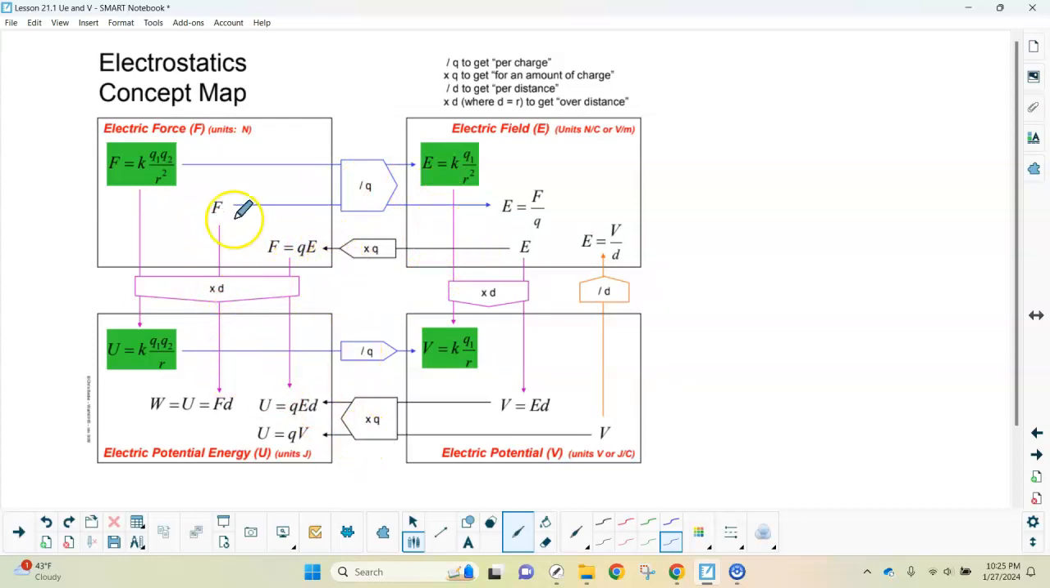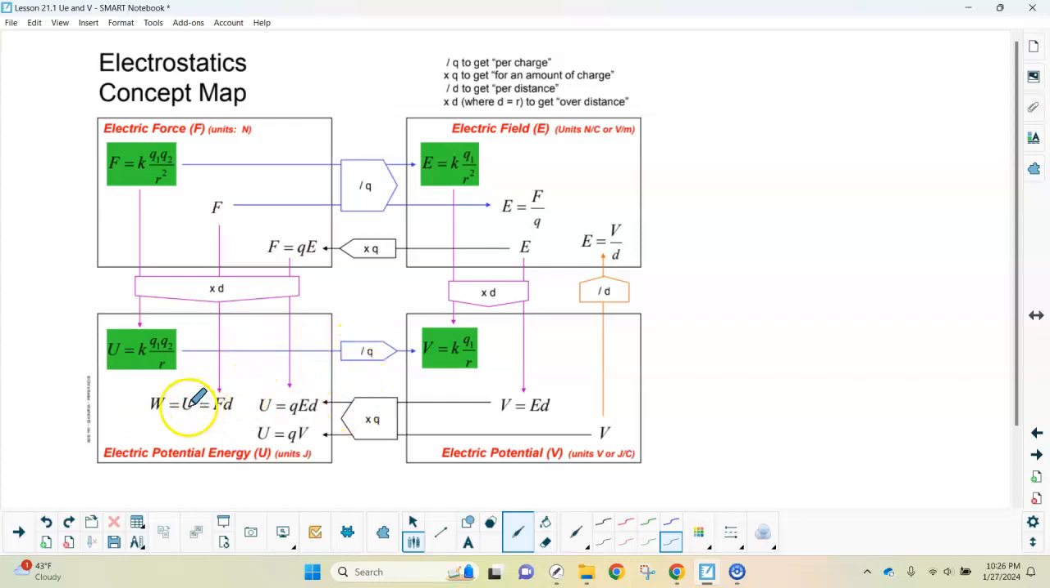And then going up and down, if you're moving down, you have the purple arrows, which take whatever the idea is and multiply it by the distance. If you're moving upward, that's the orange arrow here, and it's dividing by the distance. So it should make sense. If we go to electric force and take force times the distance that the force is acting over, you get the work, or the change in potential energy.